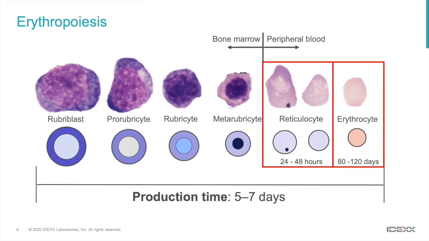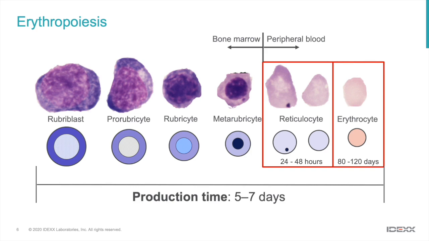In this slide, you see photomicrographs of the individual cell types matched to the cartoon characters in this production process for the red cells. An important point, though, you need to recognize that the whole time only takes about 5 to 7 days. And in reality, we can shorten that down to 3 to 5 days if there's a tremendous demand in circulation for more red blood cells.